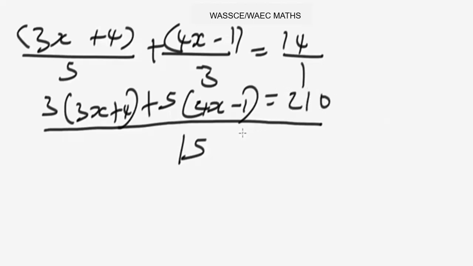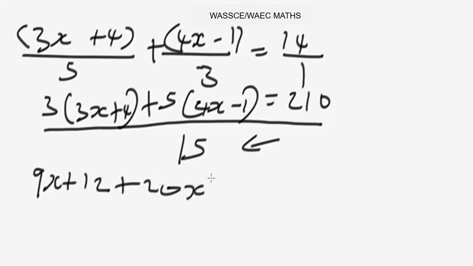Okay, now at this juncture, remember this LCM is no longer relevant. It no longer does anything. So do as if it's not there. Alright, so the next step will be, let's simplify the numerator. So it's going to be 3 times what is in this bracket, 3x plus 4. So 3 times 3x will give us 9x, plus 12, plus 5 times 4x will give us 20x, minus 5, because 5 times negative 1 gives us minus 5, equals 210.